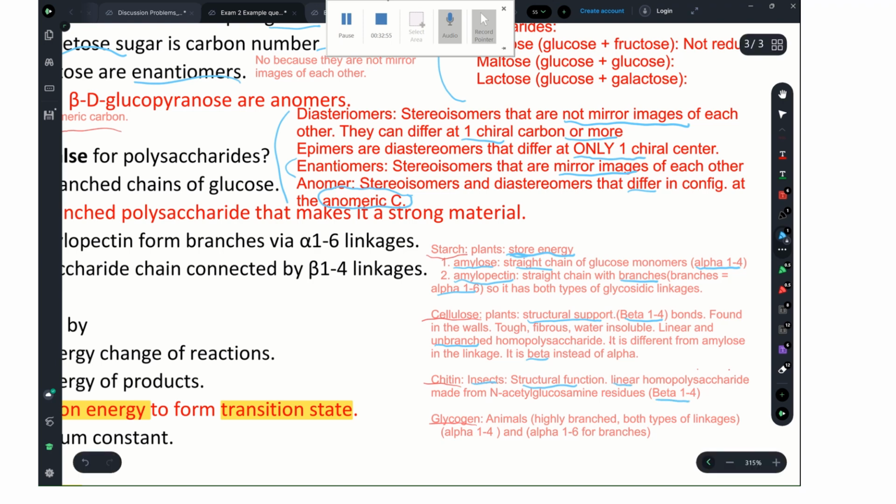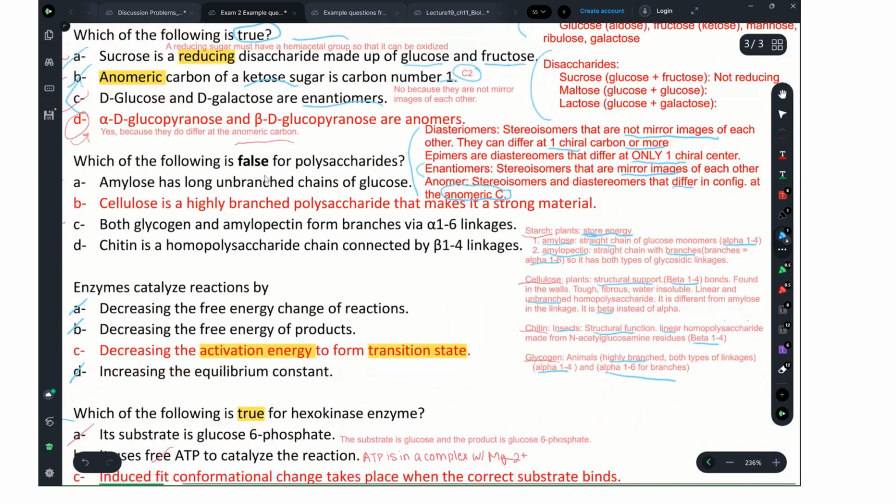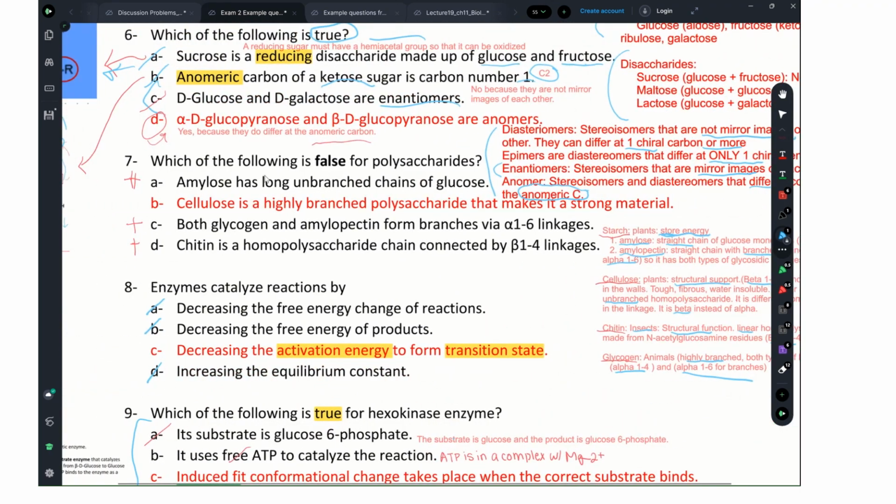And then we have glycogen. Glycogen is found in animals, and it is highly branched. And it has both types of linkages, the alpha 1,4 and the alpha 1,6. Okay, so knowing all of those facts, we can go ahead and answer a question now. Which of the following is false? So they want false.